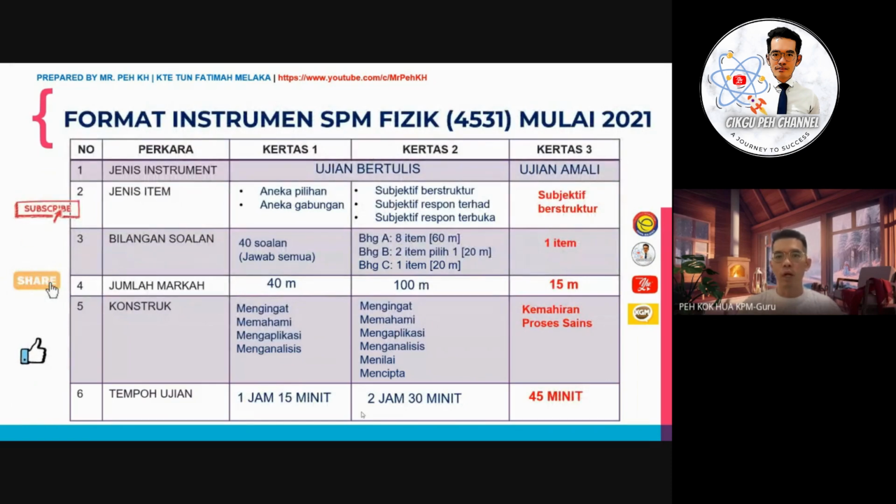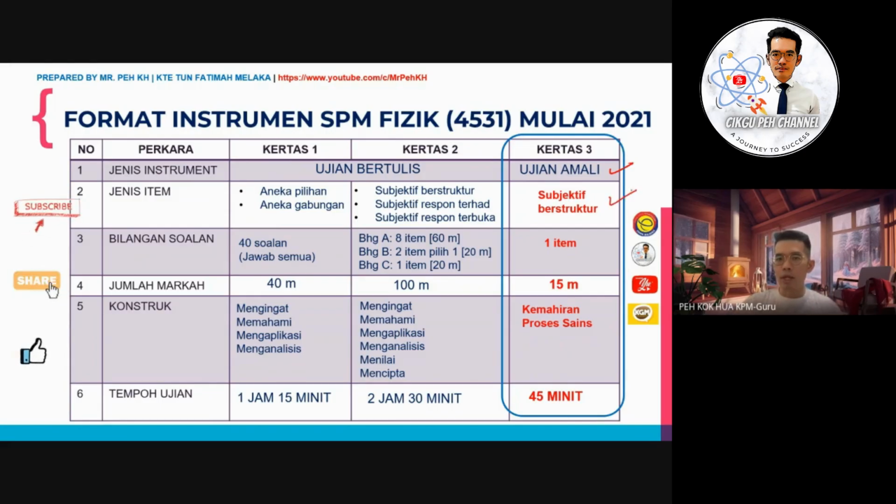Before we go to our discussion of the experiment, let me tell you about the information regarding the format of Paper 3, where we want to focus today. The instrument for Paper 3 is Ujian Amali. That means you need to do an experiment, get a result, and do the analysis.